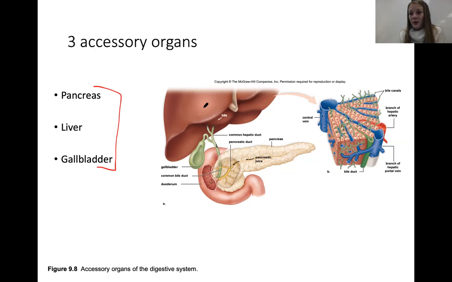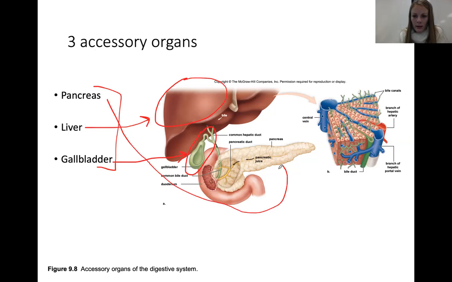Just to give you a little reference point in visualization, we have the gallbladder. It's this greenish color here. The liver is this big lobed organ here. I'll draw some arrows for you. And then we have the pancreas, which is right here. So you have those 3 accessory organs, which also aid in the digestion of different types of organic molecules.